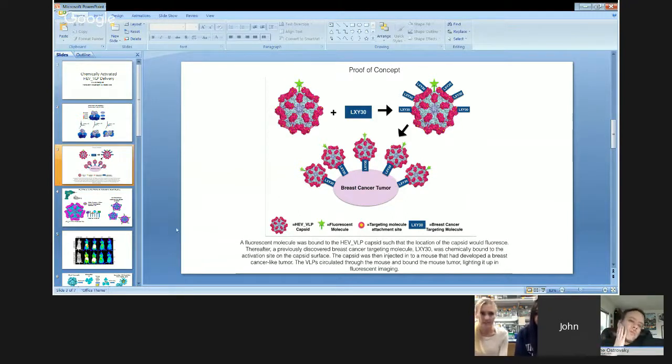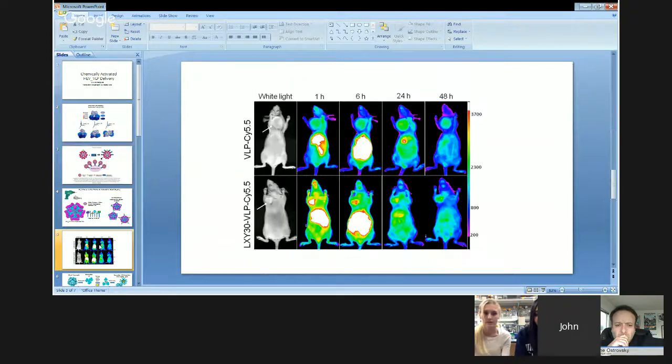And actually, if you don't mind skipping two slides from here, so actually number 5, and we'll go back to number 4 in a second. So just a quick idea: we were actually fluorescently imaging the rat tumor. What you can see here on the top are the VLP with just the fluorescent label, and on the bottom you have an LXY30 molecule bound to your VLP and your fluorescent molecule.